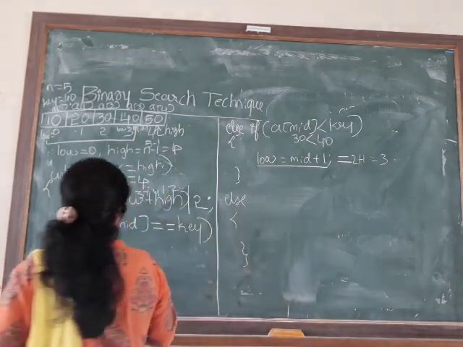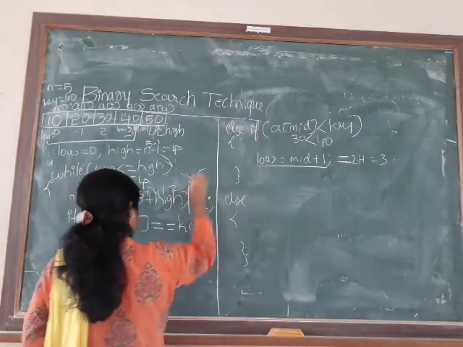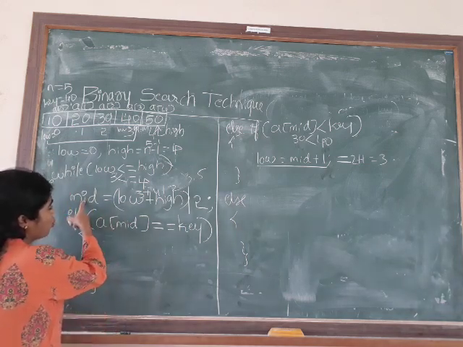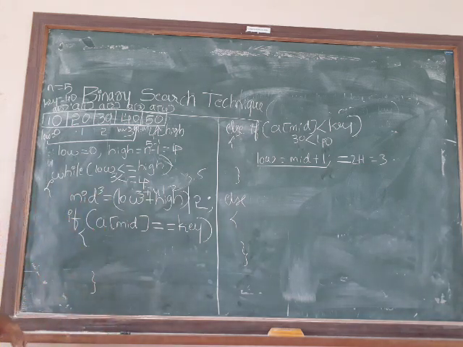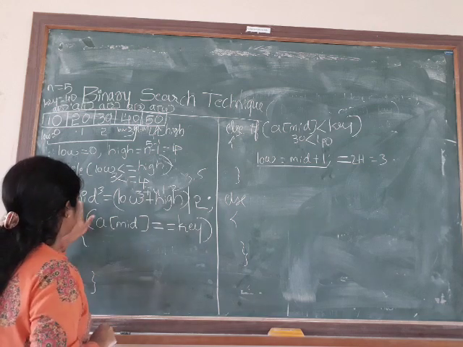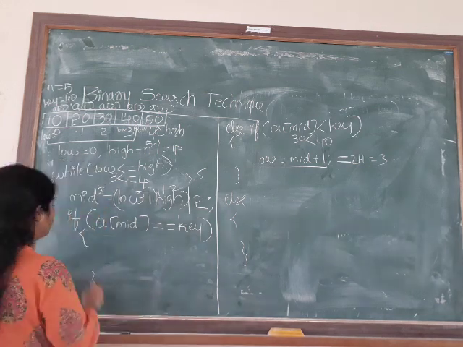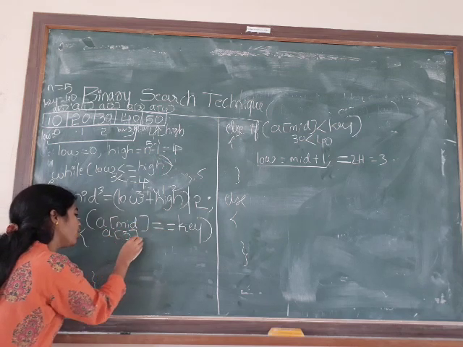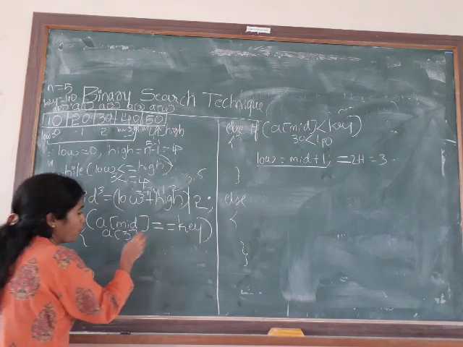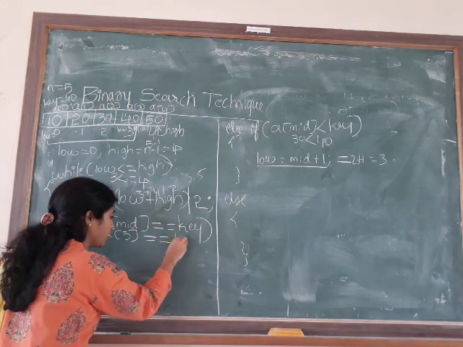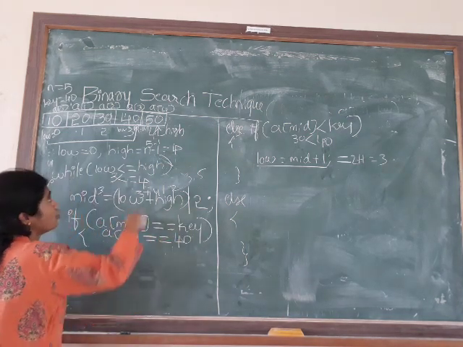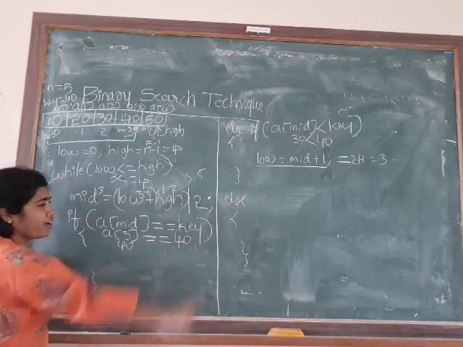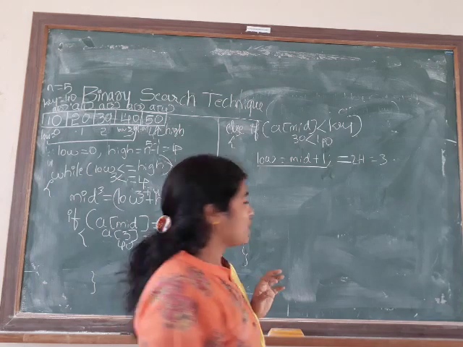3 plus 4 divided by 2, actually I would get 3.5, but as we have declared it as an int, I will get the value 3. Yes or no? I will get the mid value as 3. Yes, mid is equal to 3. Again you check it. If a of mid, what is a of mid? What is the new value of mid? 3. A of 3 is equal to key. My key is 40. What is a of 3? A of 3 is also 40. Yes, 40 is equal to 40. It is true. Yes or no?